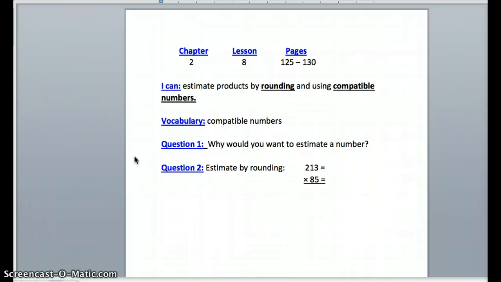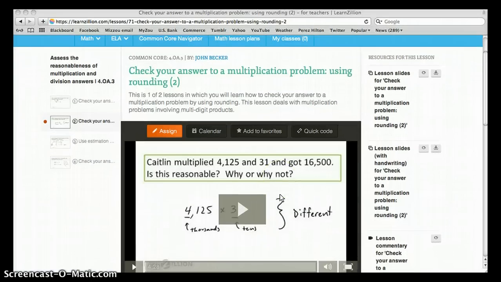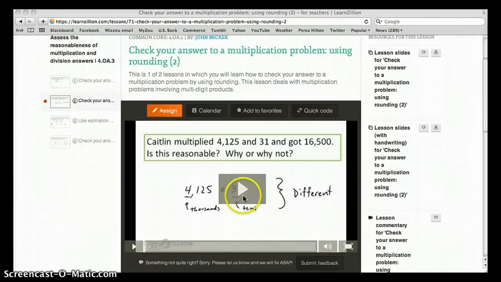Question 2: estimate by rounding with this problem. Okay, let's watch this video to get some ideas about rounding and multiplication.